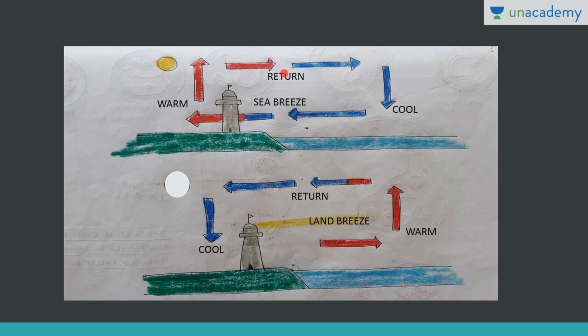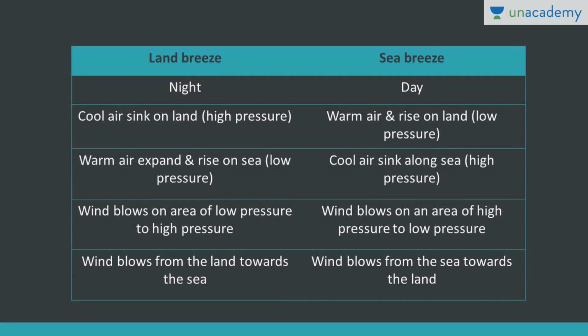So this takes place during the daytime, this takes place during the night time. So this is the difference: land breeze during night, sea breeze during day. So this we have already discussed. Cool air sinks on land, that is high pressure on the land during night time, and low pressure on the sea during the night time. So wind blows from areas of high pressure to low pressure.